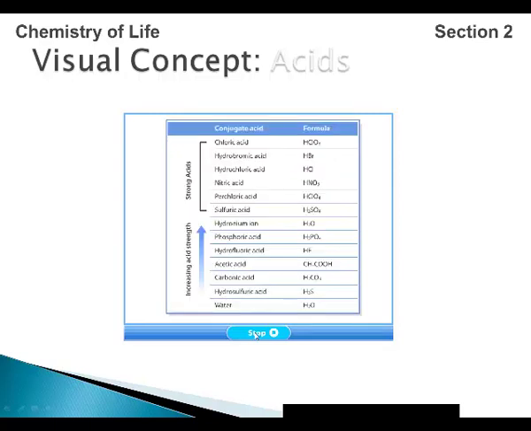Acids differ in strength. At the same concentration, strong acids produce more hydronium ions than weaker acids. This scale shows increasing acid strength for conjugate acids. Common acids include carbonic acid, used in making carbonated drinks, acetic acid, found in vinegar, and sulfuric acid, found in car batteries.